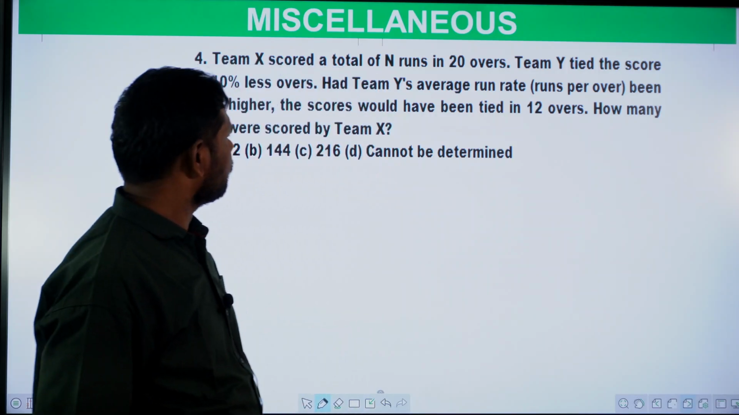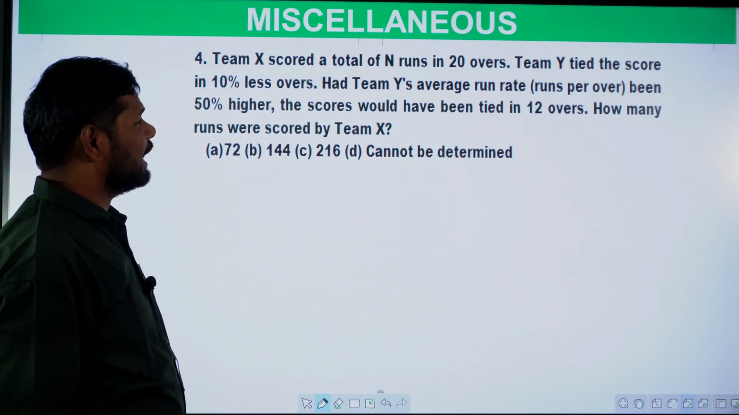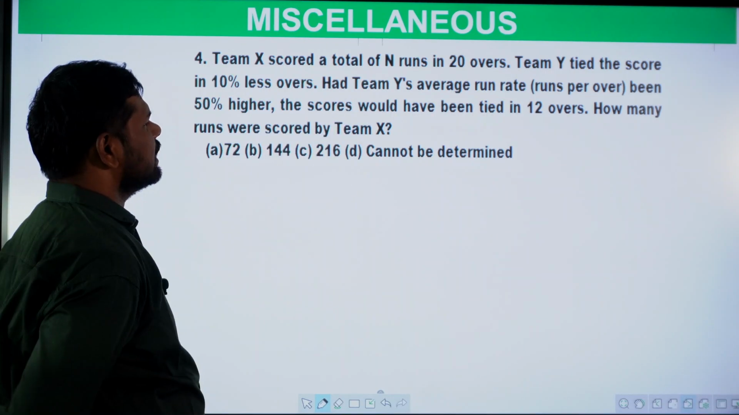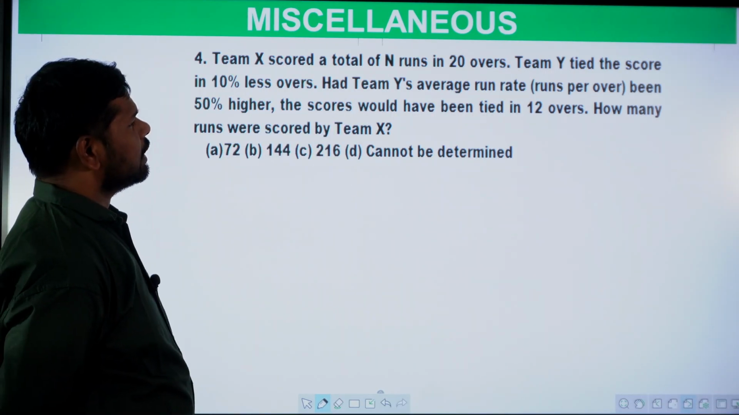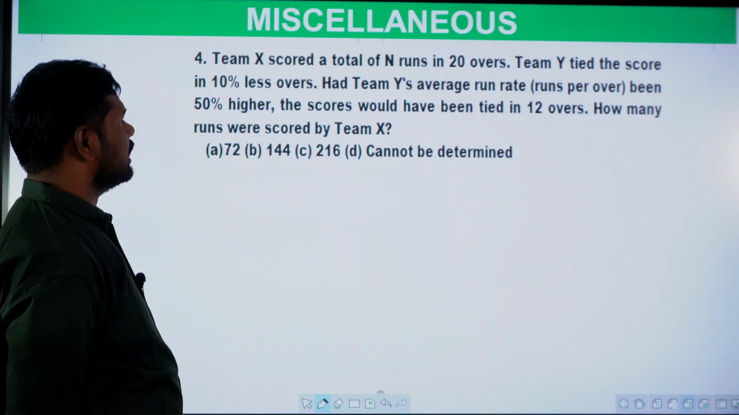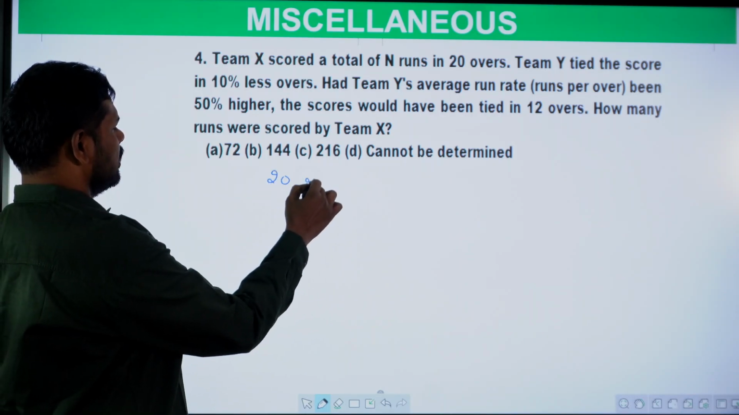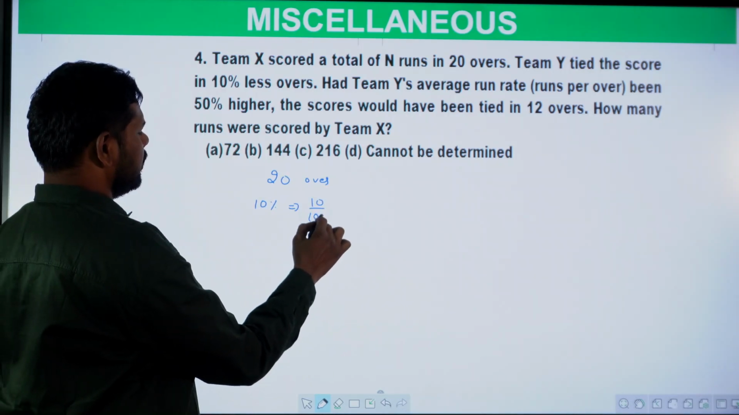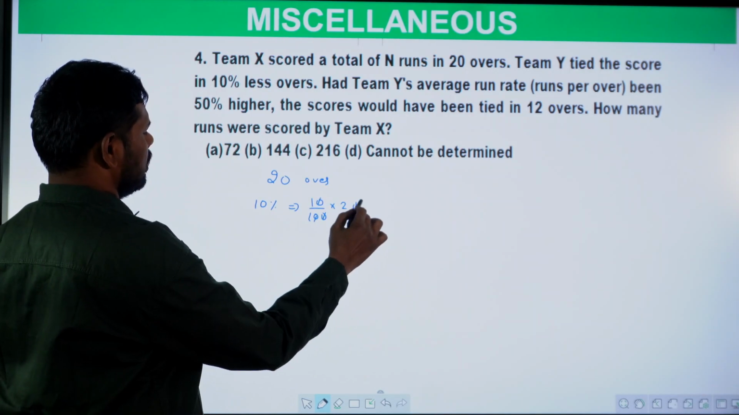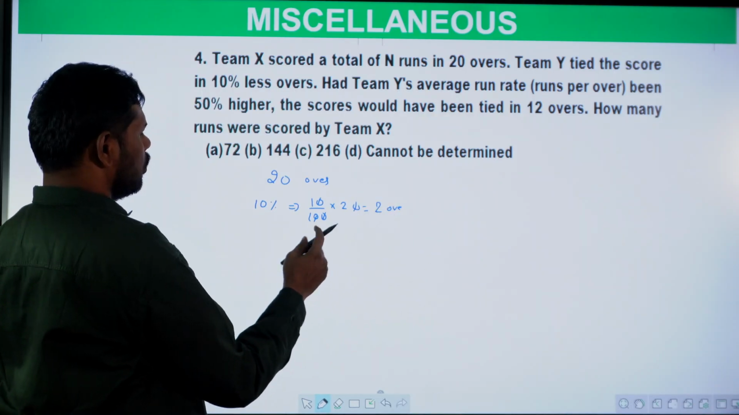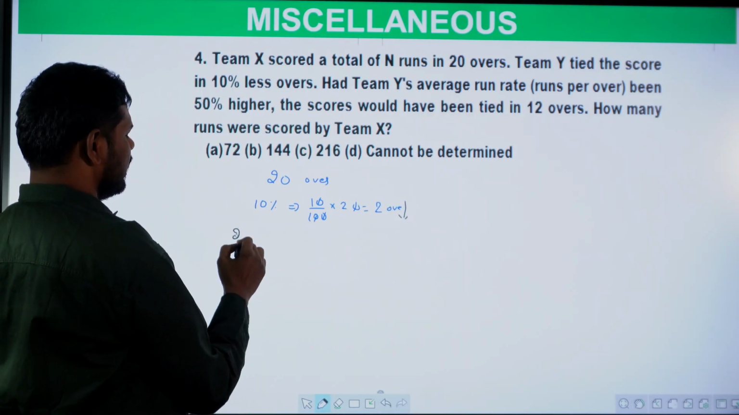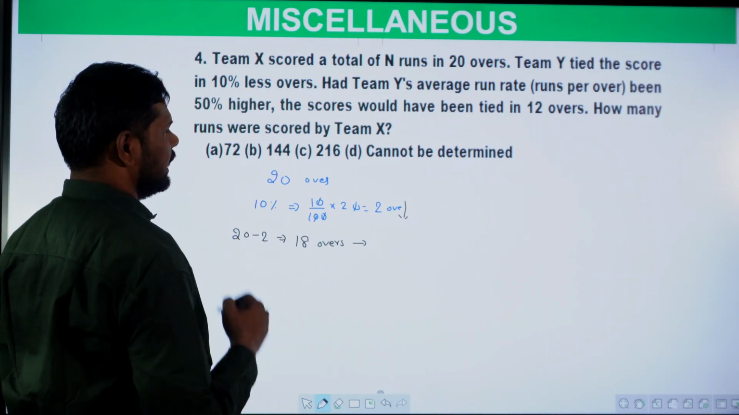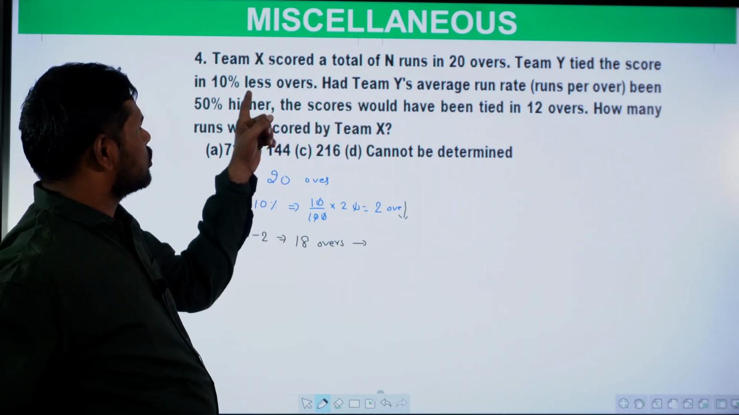Next one. Team X scored a total of n runs in 20 overs. We don't know, Team X scored some n runs in 20 overs. Team Y tied the score in 10% fewer overs, actually of 20 overs. 10% means 10 by 100 into 20, nothing but 2 overs. 10% less means 20 minus 2, 18 overs. So they scored exactly the same. Tied means exactly the same score in 18 overs.